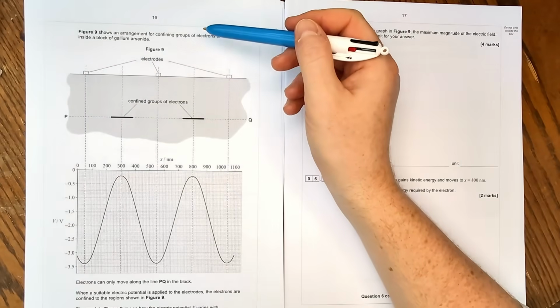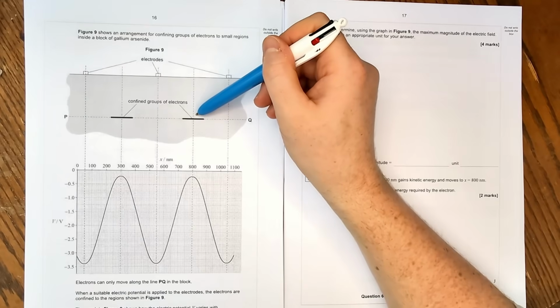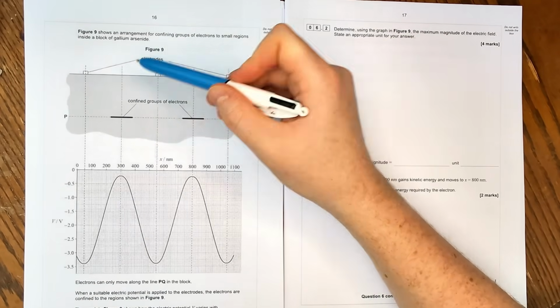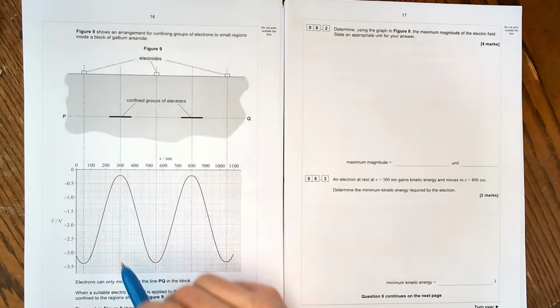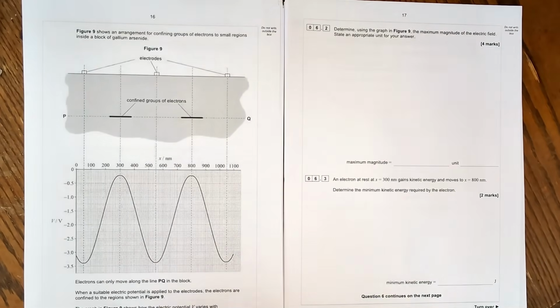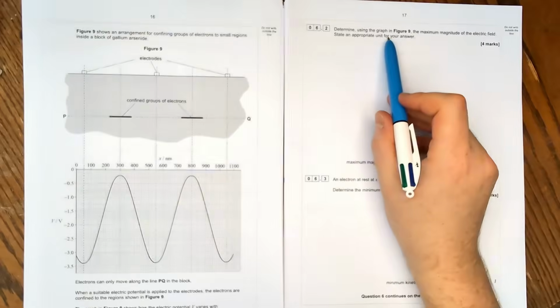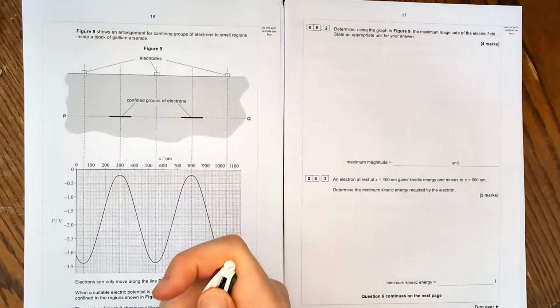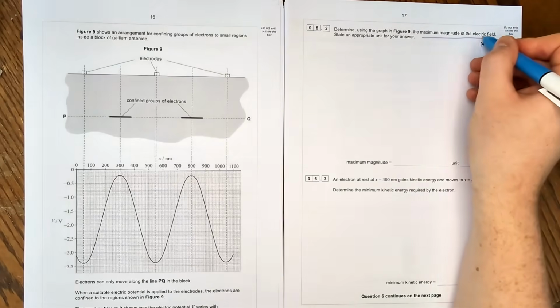So we've got an arrangement for confining groups of electrons to small regions in this block of gallium arsenide, where you've got these 2 confined electrons here. And the tricky bit about this question is this whole bit here corresponds to a graph. It says electrons can only move along the line PQ. So when you apply a suitable potential to the electrodes, the electrons are confined to those regions. And the only thing we need for 6.2 is the idea that the graph shows how electric potential varies with distance along PQ. While it's a difficult question, and this question and the one after can be really tricky, this one is really not that bad, because it's the kind of question you could have anywhere without the context. So it says use the graph to find the maximum magnitude of the electric field.